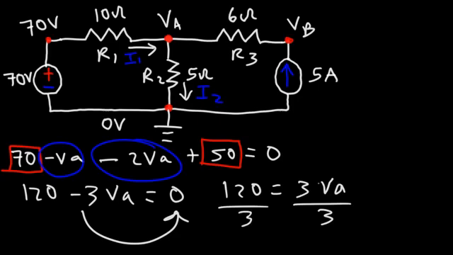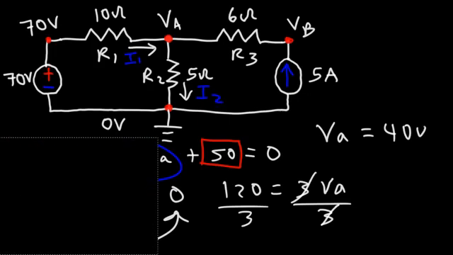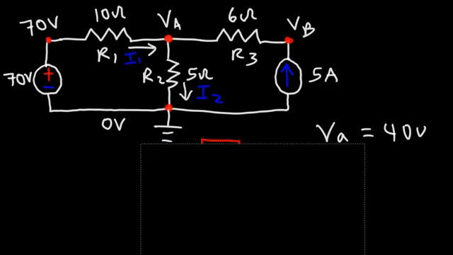Dividing both sides by 3. 12 divided by 3 is 4, so 120 divided by 3 is 40. So the electric potential at point A is 40 volts. Now that we know that, we can calculate everything else that we need. So first, let's replace VA with 40 volts.